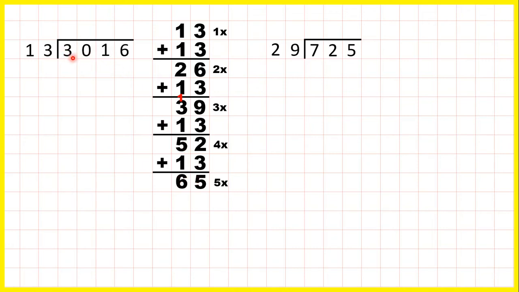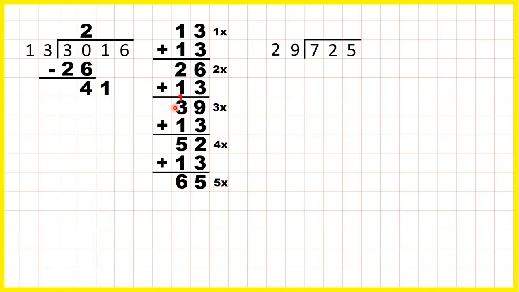Now, if we take the first two digits together, we have 30 divided by 13. Now, the closest number to 30 that's still less than 30 is 26. So 26 goes underneath, and because that's 2 times 13, we need 2 in our answer line. Now we subtract and bring down. So 30 minus 26 is 4, and we bring down the 1, so we have 41 divided by 13.